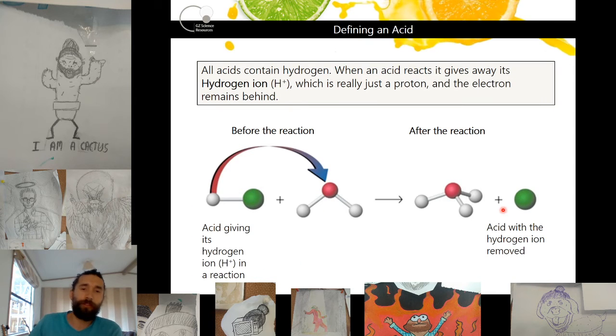The important thing with acids is that when they're in water, they give away their hydrogen, and it makes this molecule. This was water, H2O. This one we call H3O.